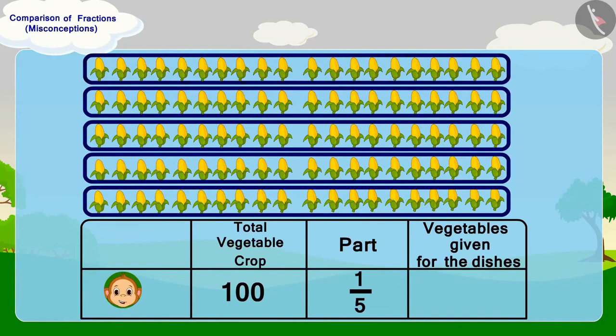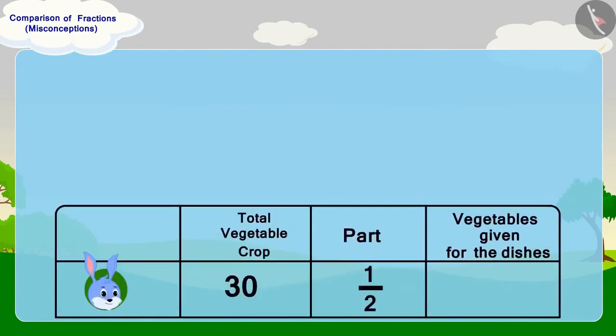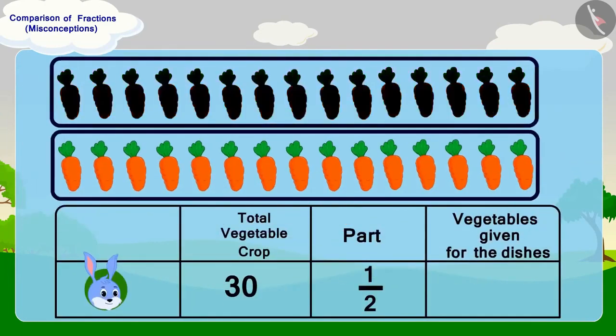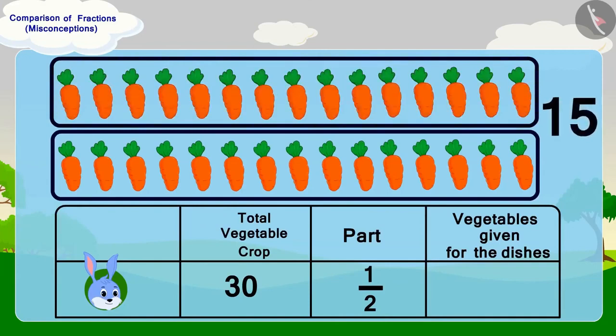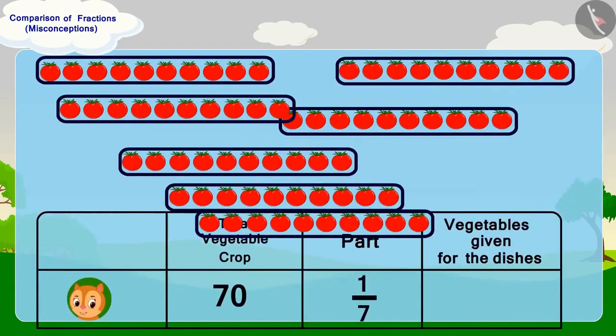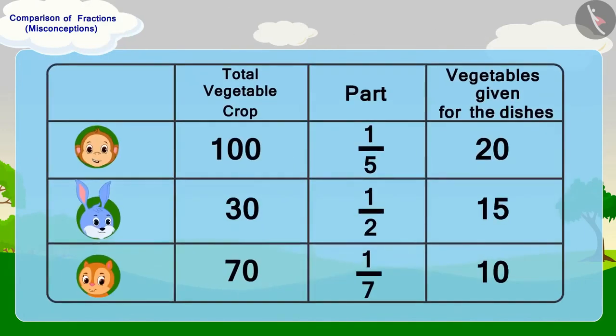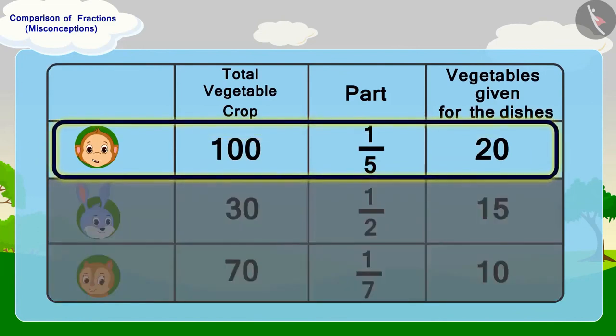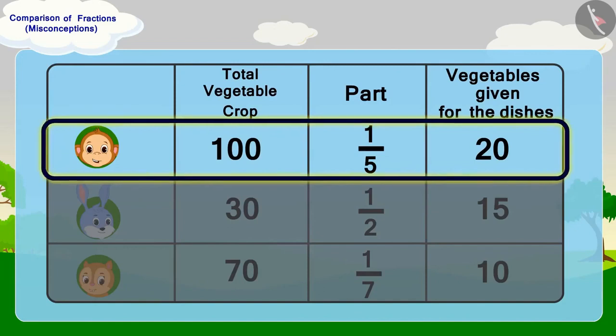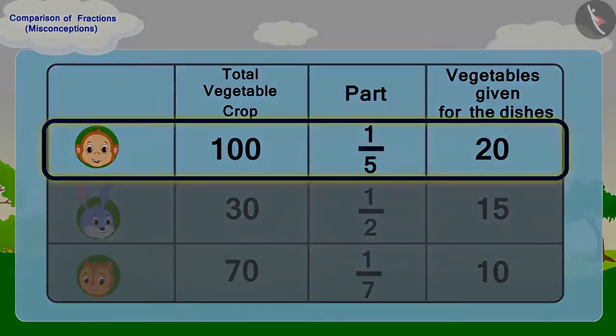Babban gave 1/5 of 100 or 20 vegetables. Bunny gave half of 30 or 15 vegetables, and Chanda gave 1/7 of 70 or 10 vegetables. Babban has said the right thing. He has given the most vegetables for the dish. Therefore, he should get the largest part of the dish.